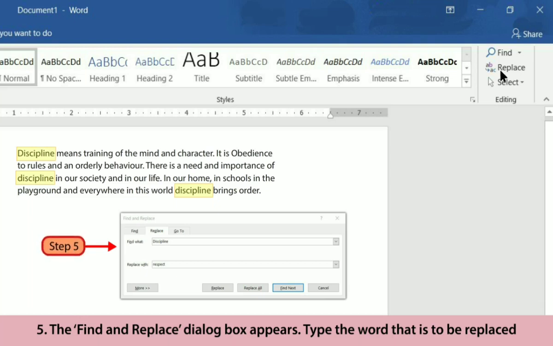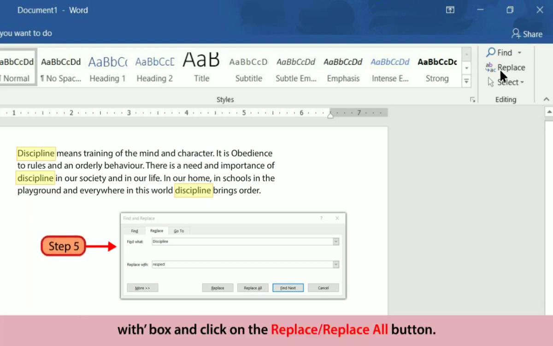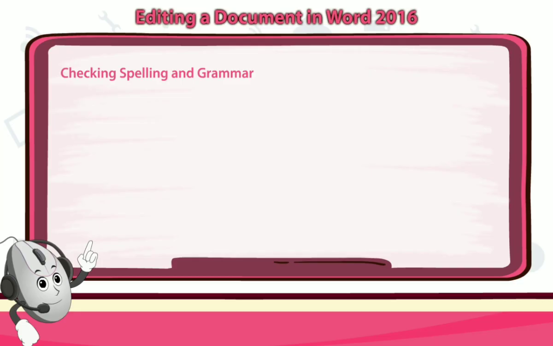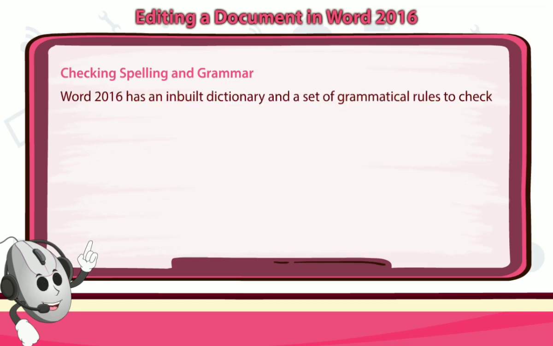Suppose you want to replace the word discipline with another word. If you want to replace only one place, you have to click on replace, and if you want to replace all the occurrences, you have to click on replace all. Now let's learn checking grammar and spelling.